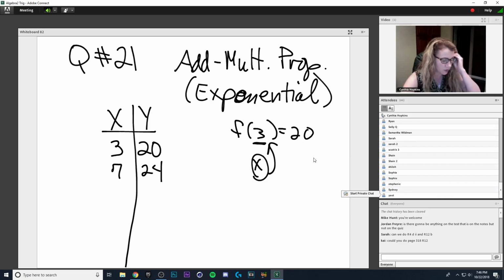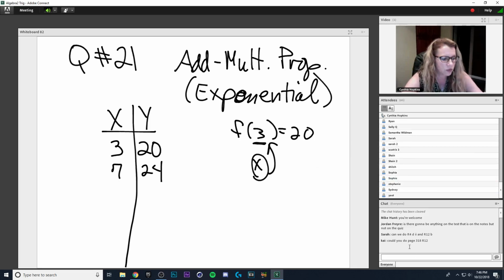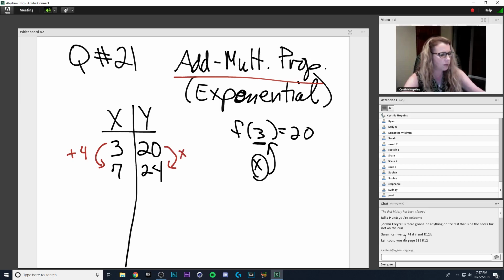Okay, so now that I've written those, let me go back and reread this. It says assume F is an exponential function with 3, 20 and 7, 24 as 2 points. It says use the property of exponential functions. They mean the add multiply property that I just wrote right here. And so that means I'm going to look at my x's and say, what got added to 3 to get me 7? 4. And then I'm going to look at my y's. I saw somebody put plus 4, because do you agree if you add 4 to 20, you get 24? Well, that's not the add multiply property. I want to know what 20 got multiplied by in order to give me 24.